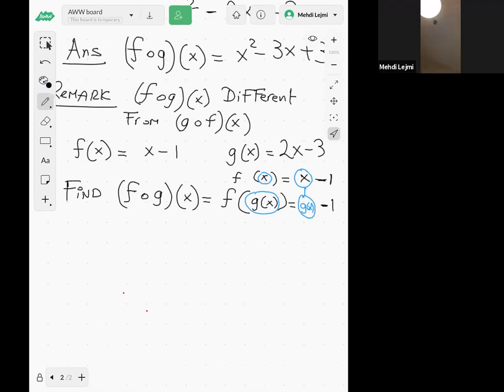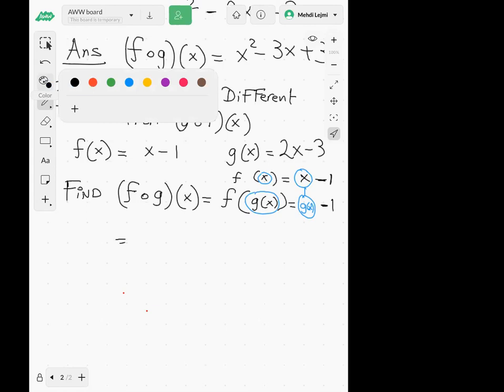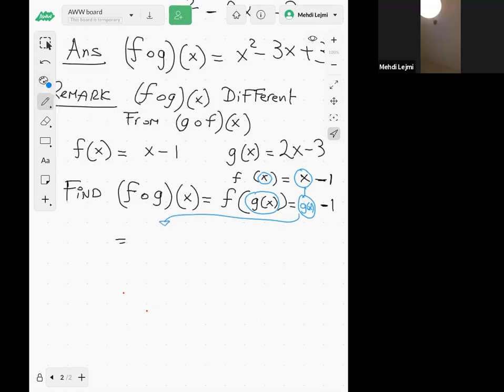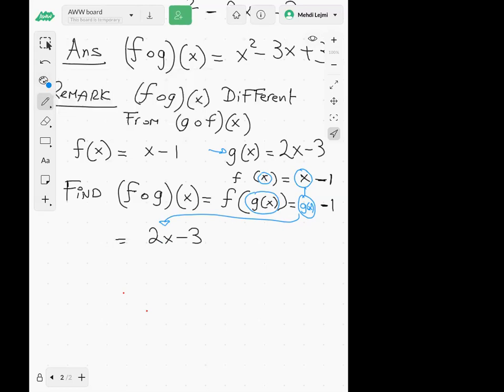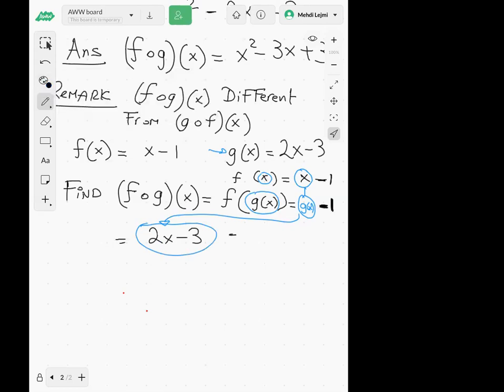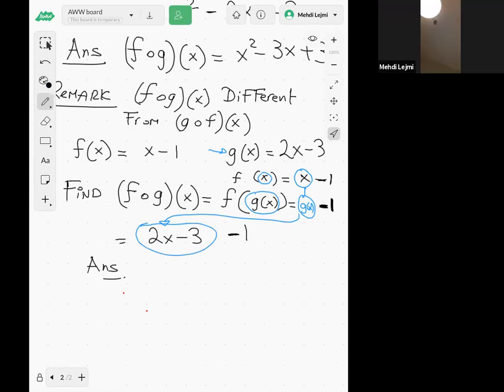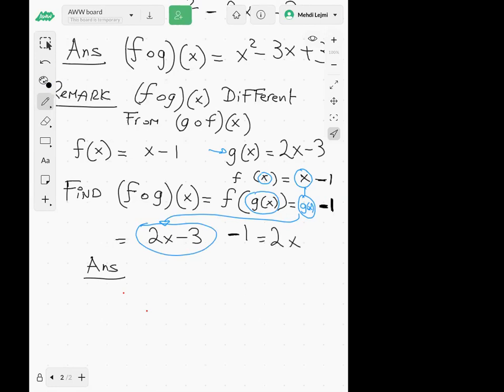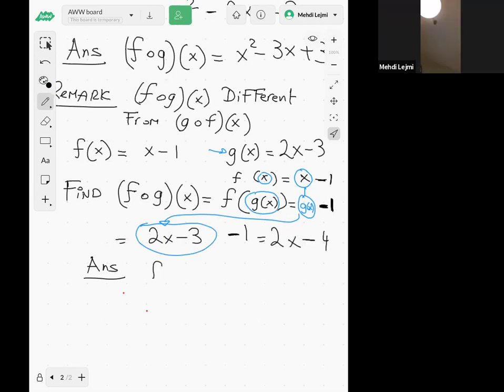So that will be equal to, now what's this g? Well, g is just this function here, which is 2x minus 3, right? And then this is 2x minus 3, and then of course there's minus 1. You see this minus 1 here. So the answer here will be 2x minus 3 minus 1, that will be 2x minus 4. So f composed with g is actually 2x minus 4.